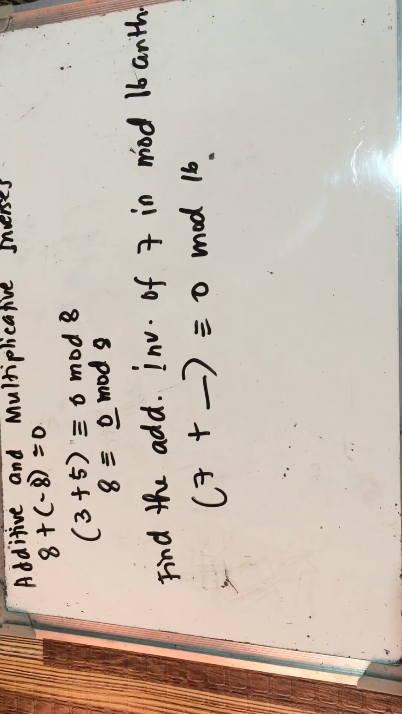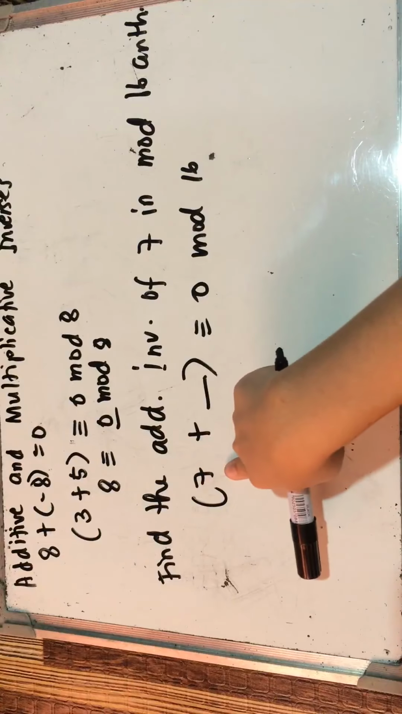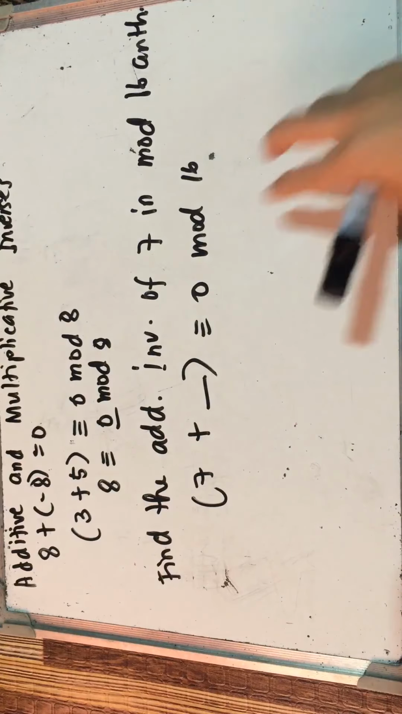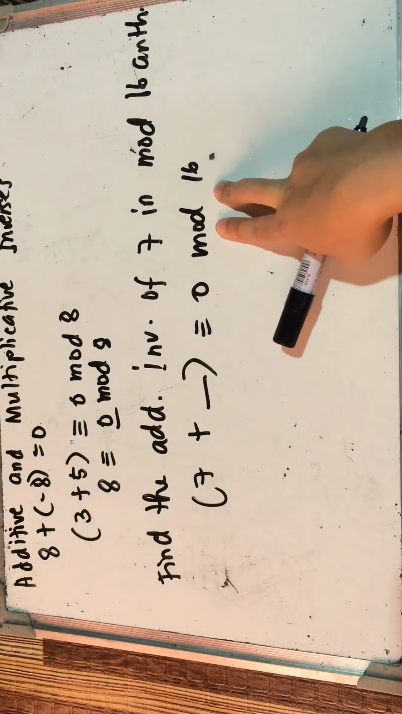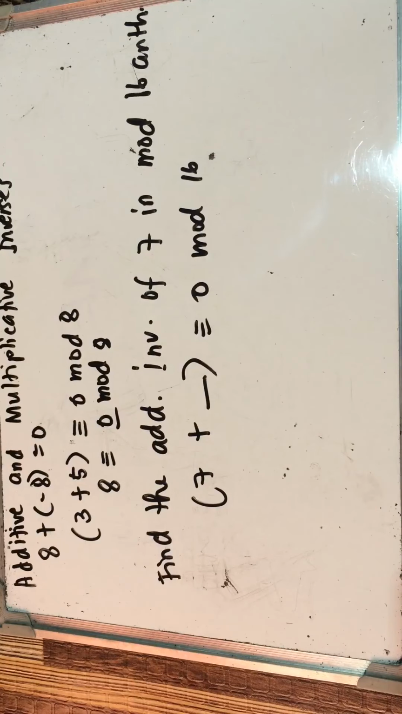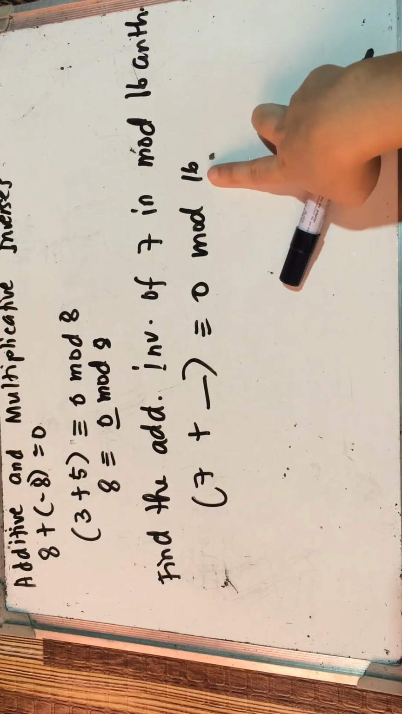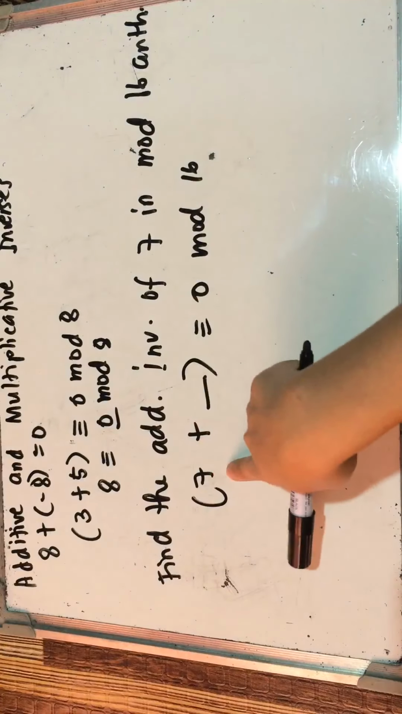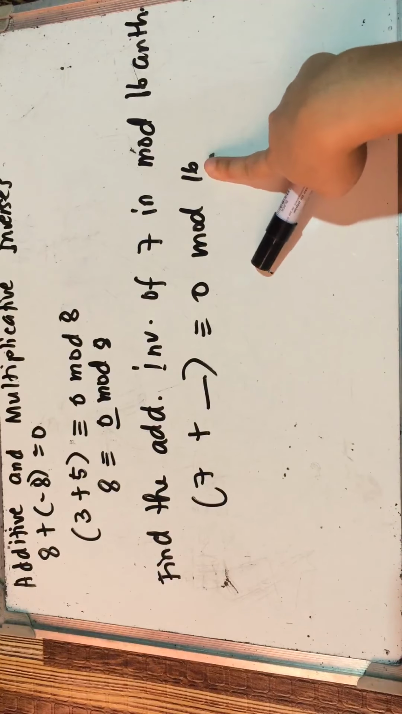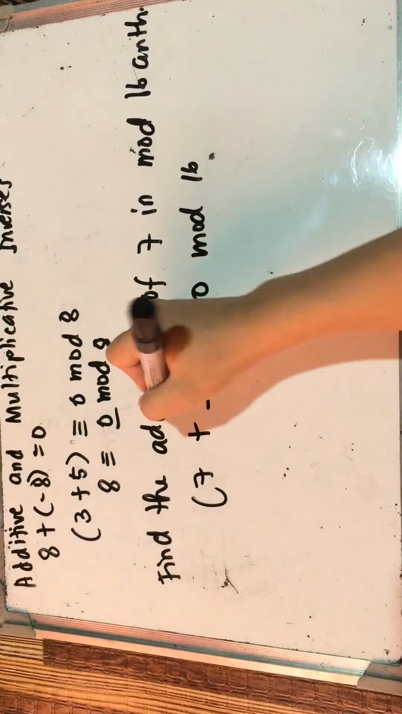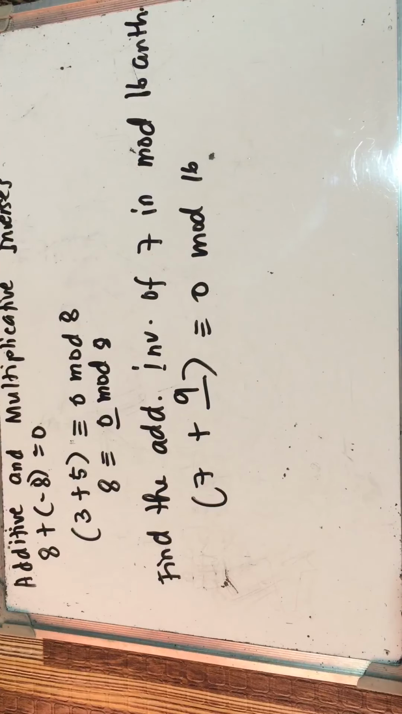Kaya nga additive inverse, so dapat ang kanilang maging remainder is 0 when you add a particular number doon sa given number, in a modular arithmetic 16. So, ang atin lang naman pagpipilian is from 0 to 15. So, ano yung number from 0 to 15 when you add it to 7, divide it by 16, the remainder is 0? So, we have 9. So, the additive inverse of 7 is 9.